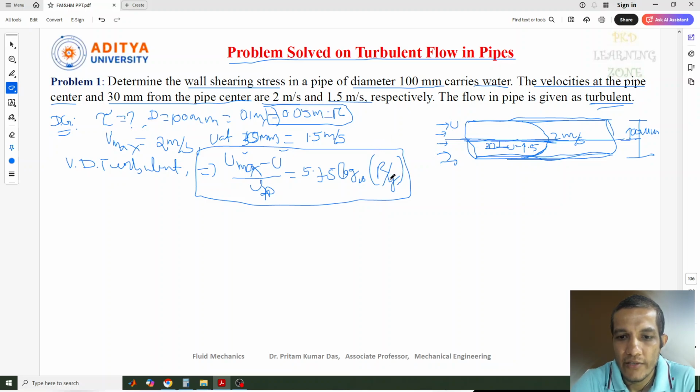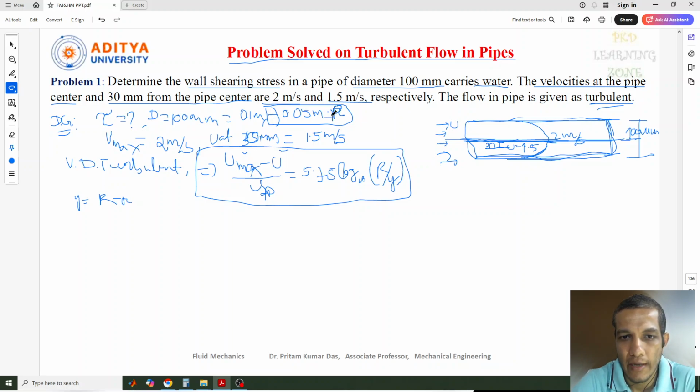So y, the distance, we can calculate like this. Let y equal to R minus r. R minus r means what? This is the total diameter, so half of this is 0.05 meter, and 30 mm from the center point is again one more r.